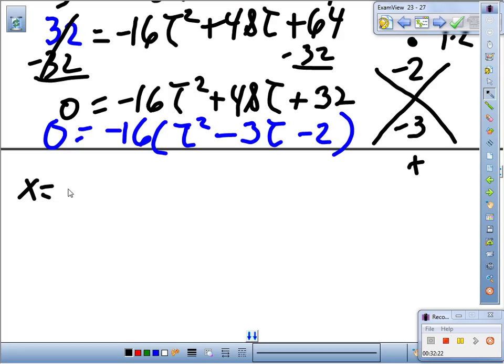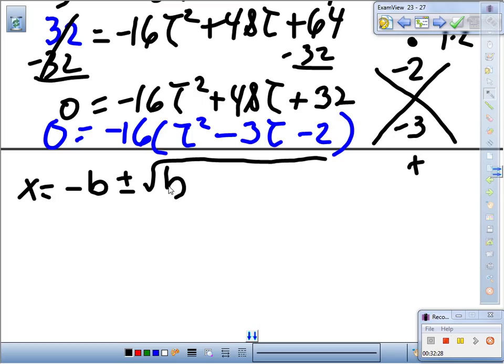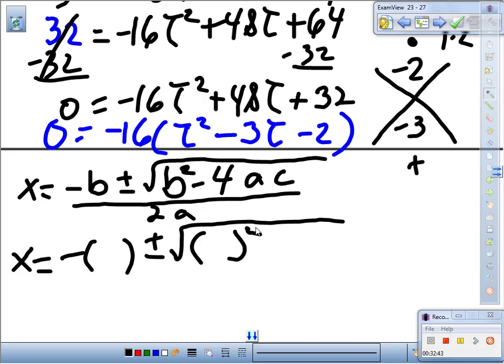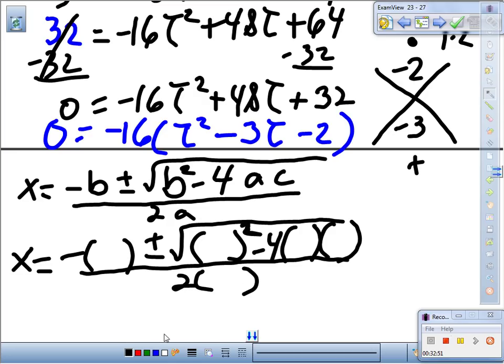x equals minus b plus or minus the square root of b squared minus 4ac, over 2a. x equals minus parentheses plus or minus the square root of parentheses squared minus 4 parentheses parentheses, over 2 parentheses. So let's see. In here, what is b? Negative 3. What is a? 1. And what is c? Negative 2.